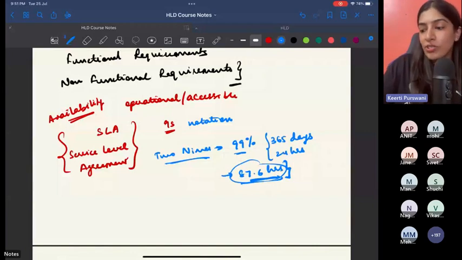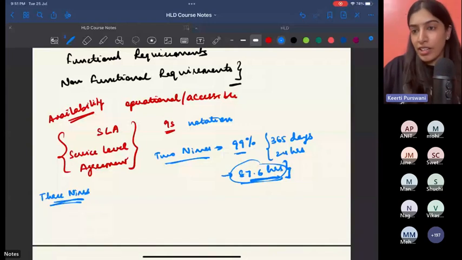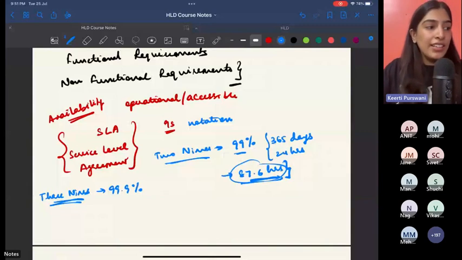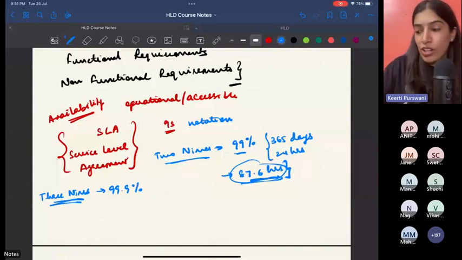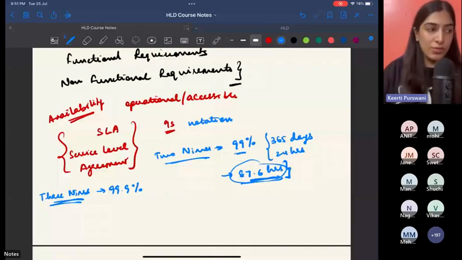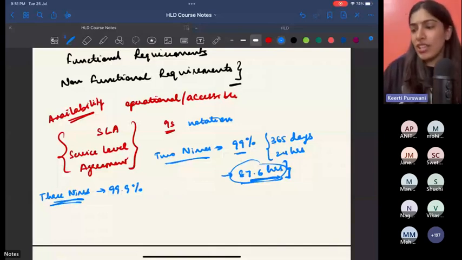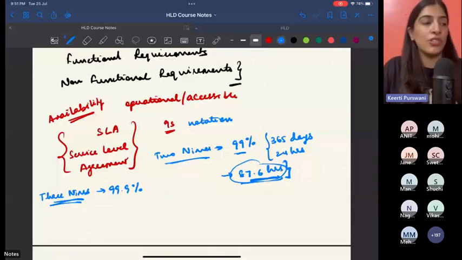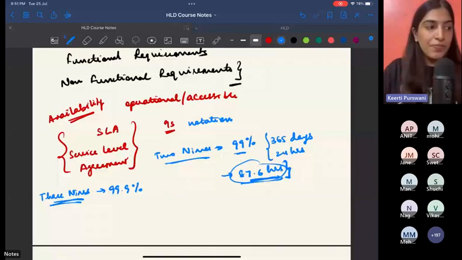Three nines means what? Can you guess? Obviously, you should be able to understand. Like you should be able to guess by now. 99.9% of the time. 99.9% uptime means what? That it is going to be down for 8.76 hours per year annually. In 1 year, it is going to be down for this much time. Now, this usually is acceptable for many businesses, right? That in 1 year, 8.76 hours, okay, fine. We will live with it.